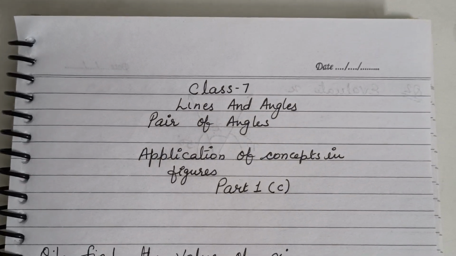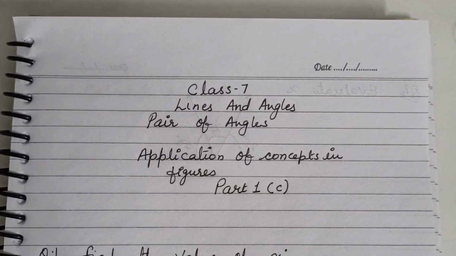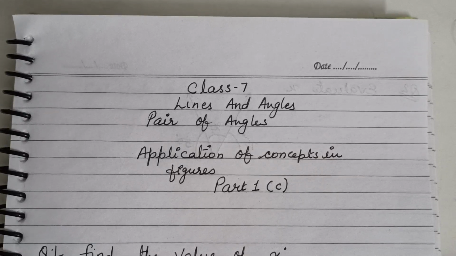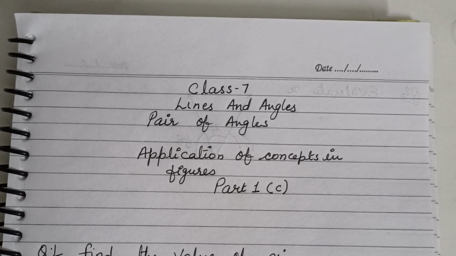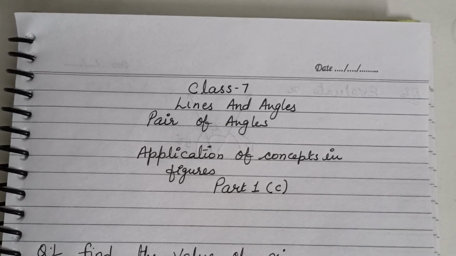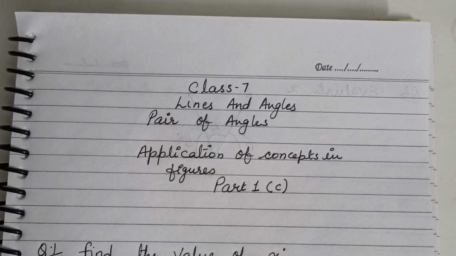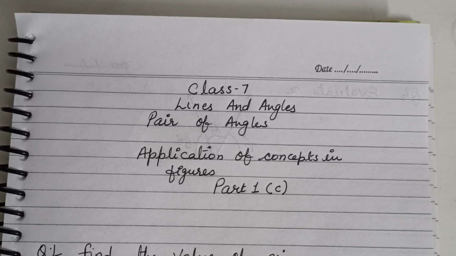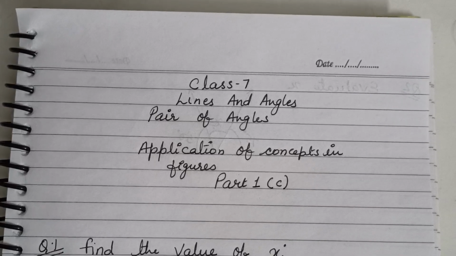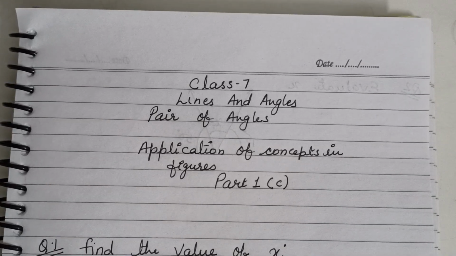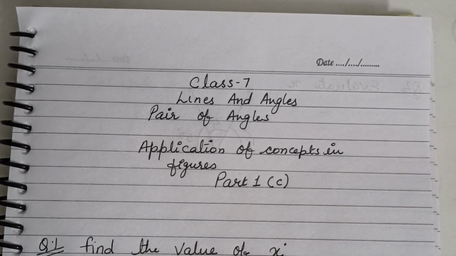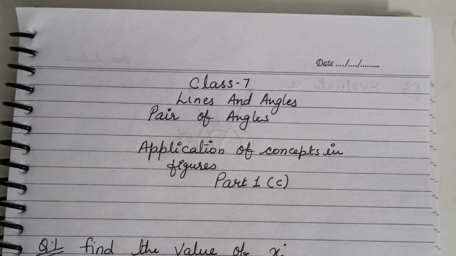Now I am going to move on to the same topic of class 7th, lines and angles, and the concept is pair of angles. Now we are going to do the application of the concept of pair of angles in figures. In the previous video we have learned how to apply that concept in the case of word problems. Now we are going to talk about when the figures are given, how to apply them, how to write the solution, how to get the values.